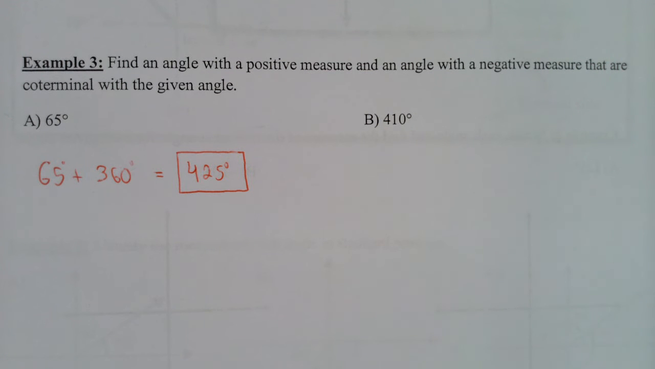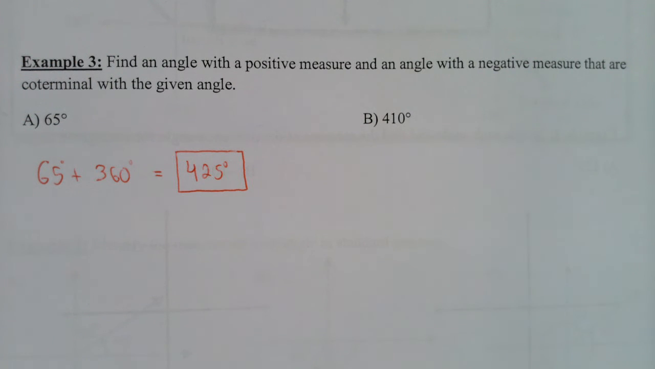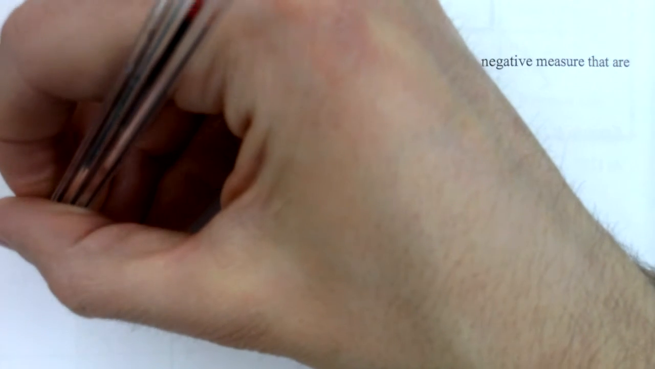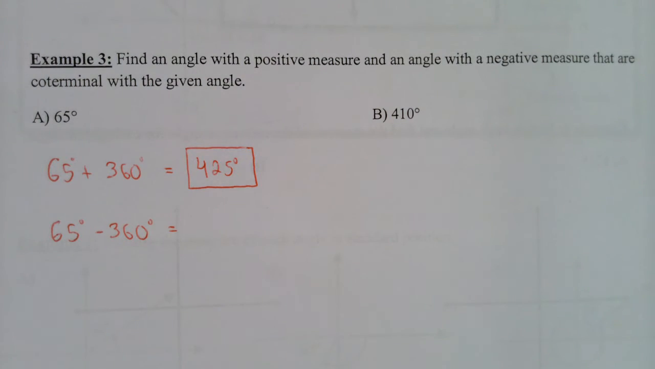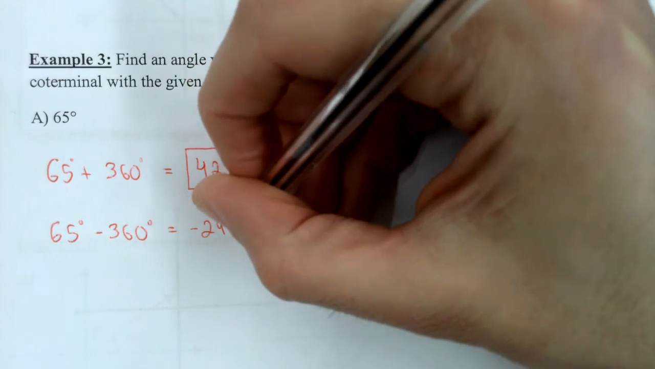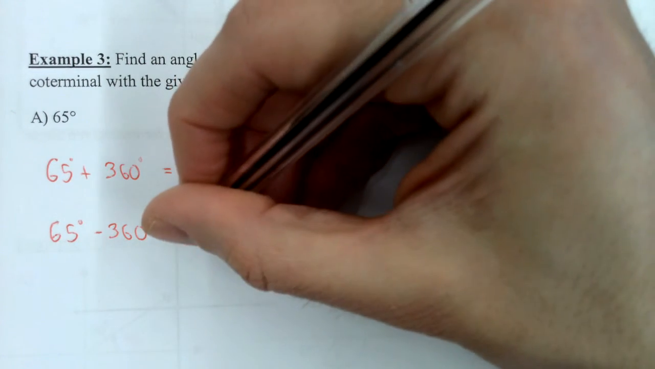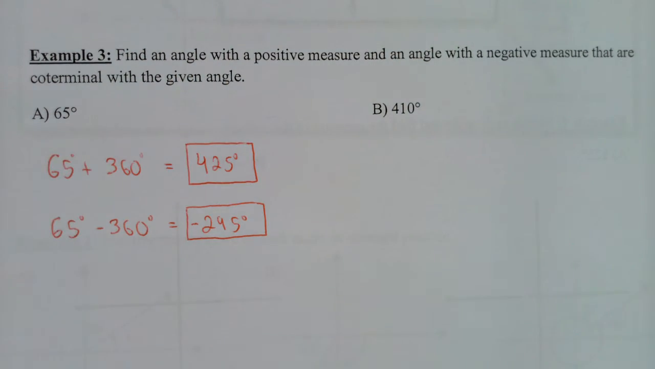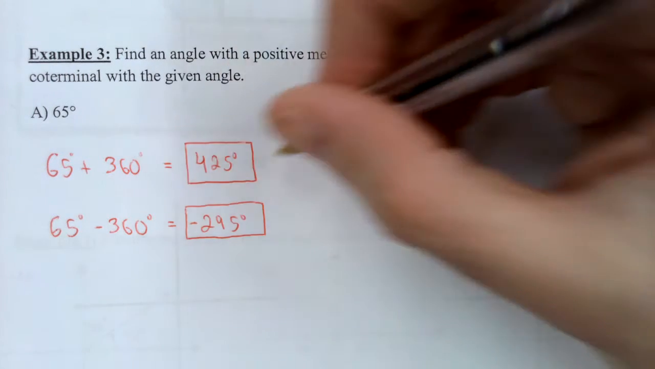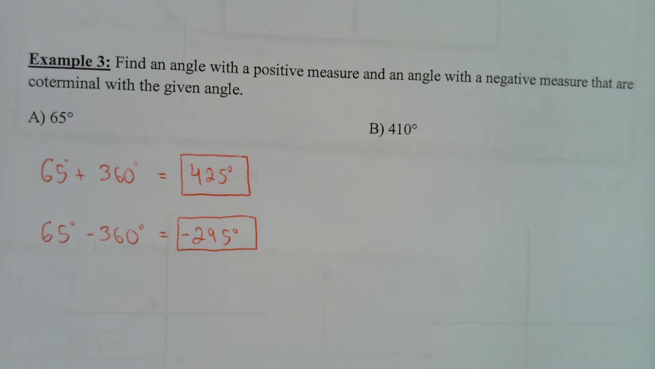This question asks for a negative angle measure as well, positive and a negative. So I'm going to take 65 and I'm going to subtract 360. That'll give me negative 295. That's a negative angle that's coterminal with 65 degrees. You can keep going. You can subtract 360 over and over and over. Those are all going to be coterminal with 65 degrees. Now let's do part B. It says 410 degrees.